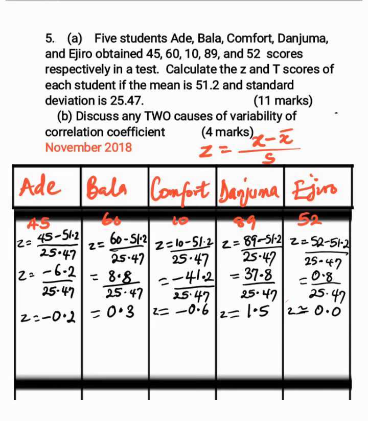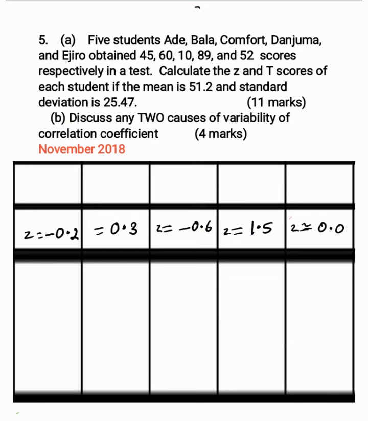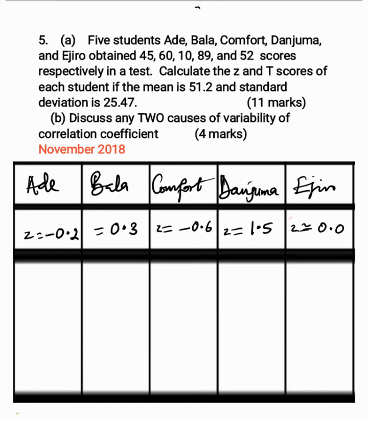All right, so we are going to copy some items from here. That is, we're going to pick their Z scores. We have first Ade, Bala, Comfort, Danjuma and Ejiro. Okay, we are going to calculate the T-score now.